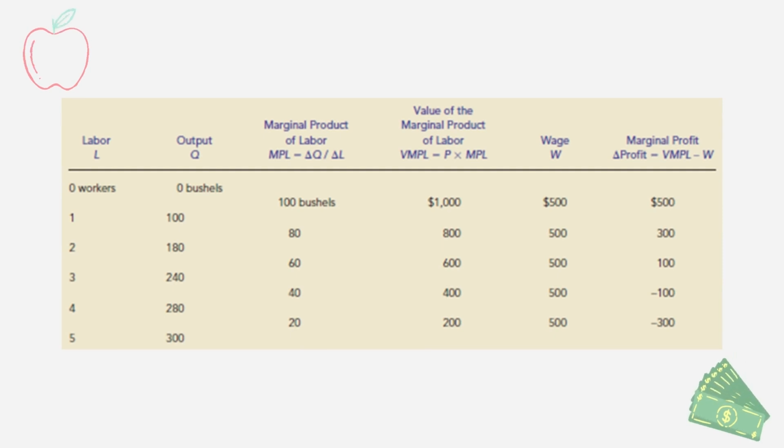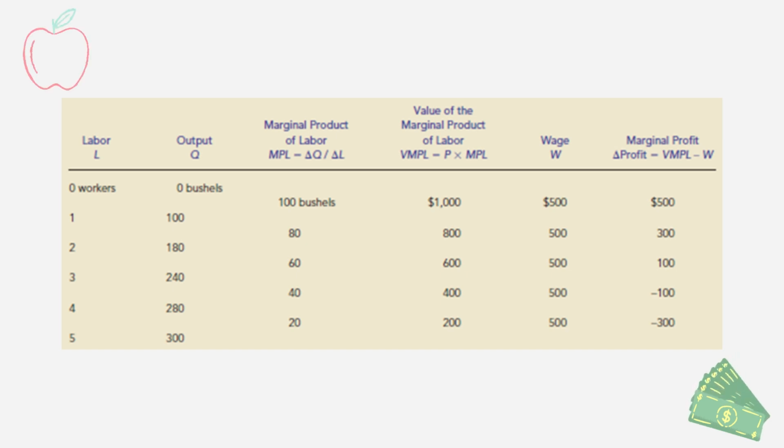This table is an example of how the competitive firm decides how much labor to hire. As we can see, if we don't have any worker, then we don't produce any apples. But if we have one worker, it can produce 100 bushels of apples. The marginal product of labor between 0 workers and 1 worker is 100.